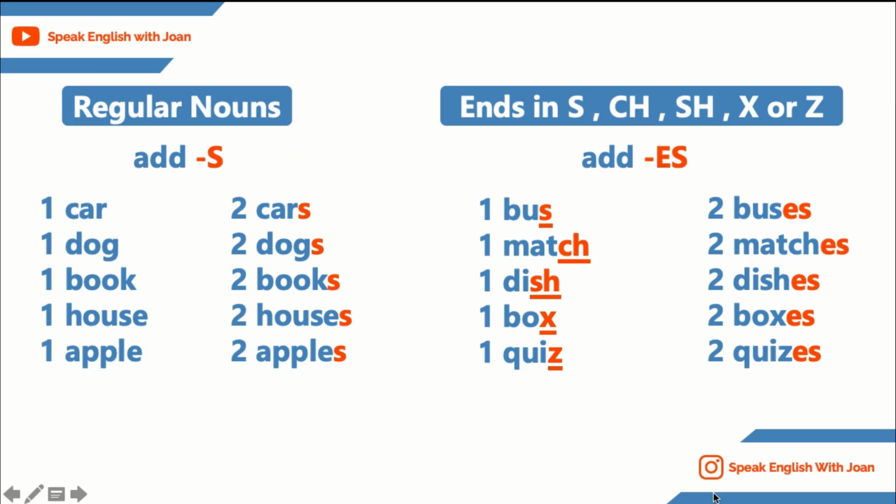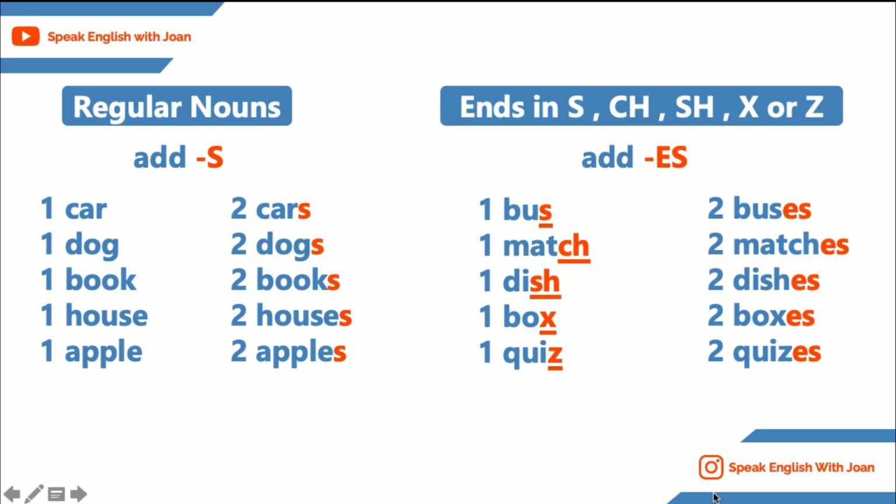So for most nouns, we form the plural just by adding an s after the noun. For example, one car becomes two cars. One dog becomes two dogs. One book becomes two books. So just by adding an s. But there are other rules.